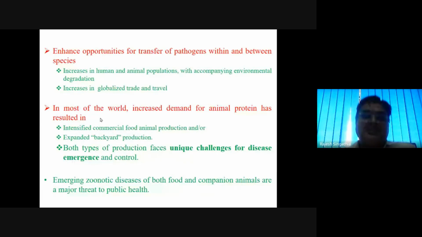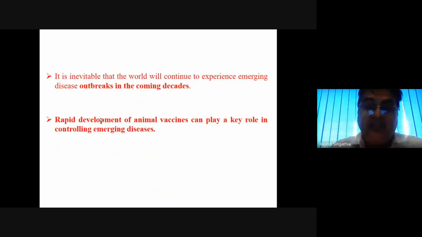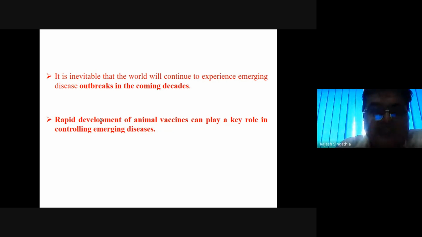Emerging zoonotic diseases of both animals and companion animals are a major threat to public health, and we can say it is inevitable that the world will continue to experience emerging disease outbreaks in the coming decades. Due to these emerging diseases, there will be outbreaks, and rapid development of animal vaccines can play a key role in controlling them. So this is again a very important point.